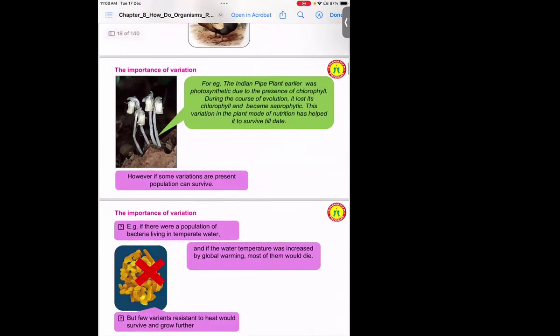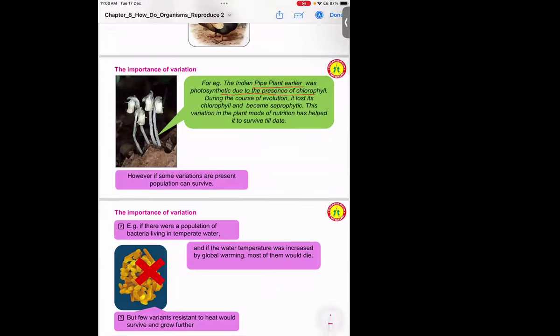For example, the Indian pipe plant earlier was photosynthetic due to the presence of chlorophyll. But in the course of evolution, now what is evolution? Evolution means the slow, gradual process where a new individual or new species is formed. So due to this evolution process, what happened? It lost its chlorophyll and became saprophytic.